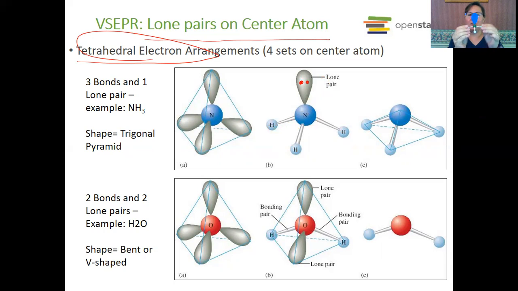We have 4 things coming off of the atom, but this lone pair is right here. Now, the lone pair takes up space, but there's not actually something there. So you can imagine it without the lone pair. And there you have a picture of ammonia without the lone pair. So what that means is that when you take the lone pairs into account, you have a tetrahedral electron arrangement, but your shape is trigonal pyramid.